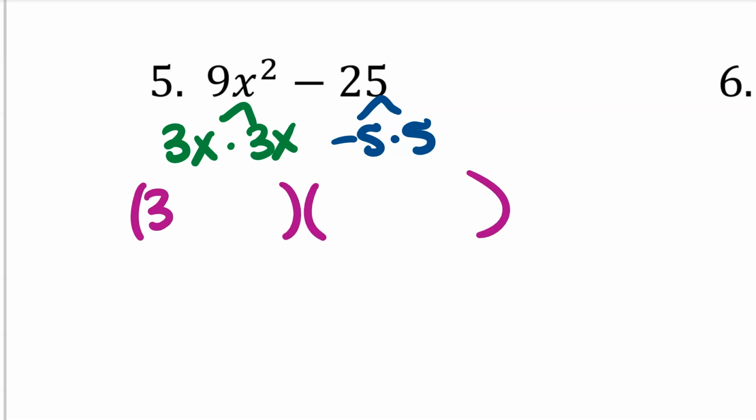So each one gets a 3x. I don't think I was very clear about that earlier, so I apologize. And then each one gets a 5. This one's going to get a minus 5. This one's going to get a plus 5. It's easy. It's factored. We're good.